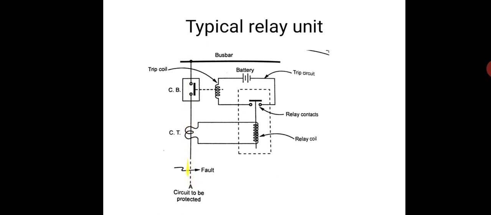So always the circuit breaker is connected in series. That is because whenever the circuit breaker operates, the circuit should break. This is what is required. Hence it is connected in series.